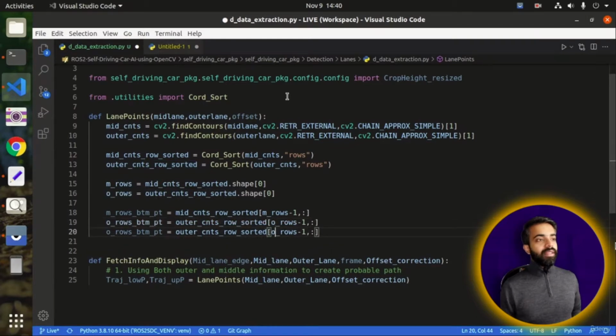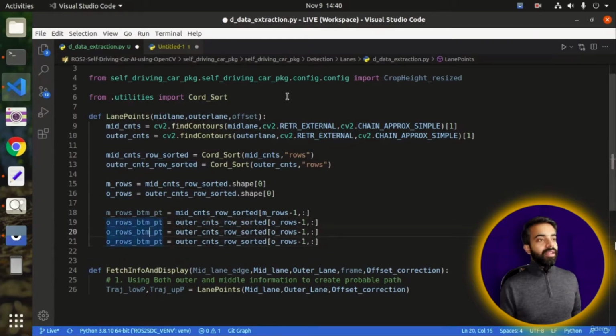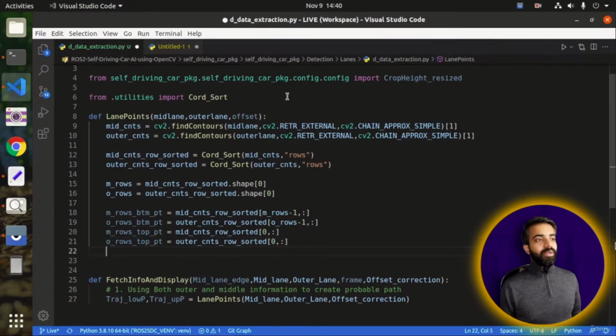Now once we have this, we then try to find out the top point. Now the top point for both the m and the o, let's start with the m. The top point is simply the first point in that particular vector. So what we do is simply replace outer with mid and then replace this with 0. So we access the top point in both these vectors. Once we have the top and the bottom point, all that is left for us to do is to simply use all these corresponding points to estimate the bottom and the top trajectory points as mentioned in the previous algorithm.